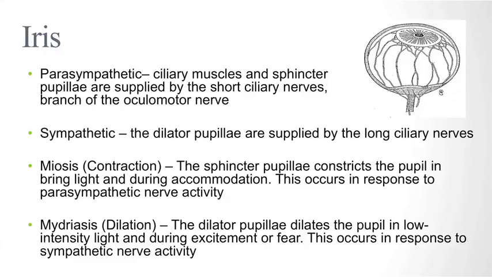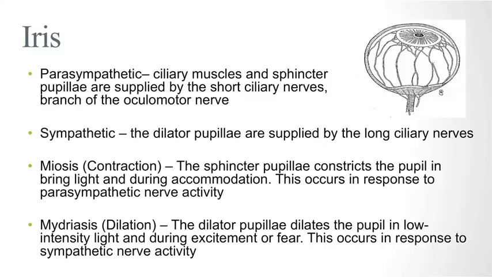Parasympathetic: the ciliary muscles and sphincter pupillae are supplied by the short ciliary nerves, a branch of the oculomotor nerve. Sympathetic: the dilator pupillae are supplied by the long ciliary nerves, which are branches of the nasociliary branch of the ophthalmic division of the trigeminal nerve.